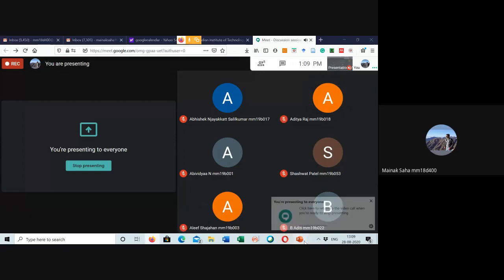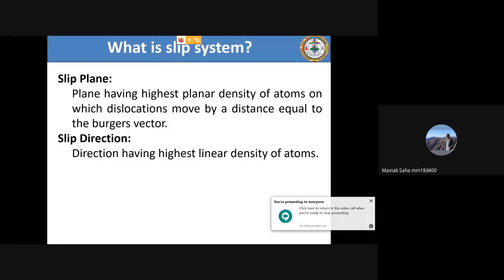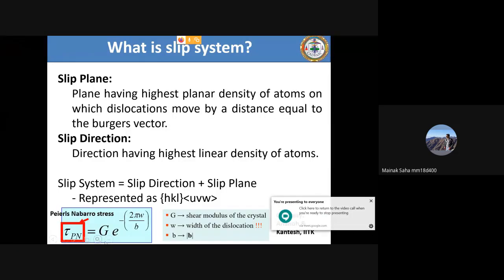Okay, let me give you some clue. This is actually the governing equation. Tau PN is the Peierls-Nabarro stress, which is equal to the shear modulus times the negative exponential of 2 pi w by b. Now the question is, what are all these terms? The first term, G, is the shear modulus of the material. I think you already have an idea. W is something new, the width of the dislocation, and b is the Burgers vector.